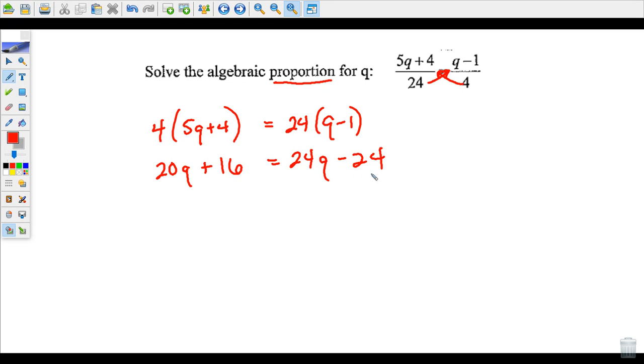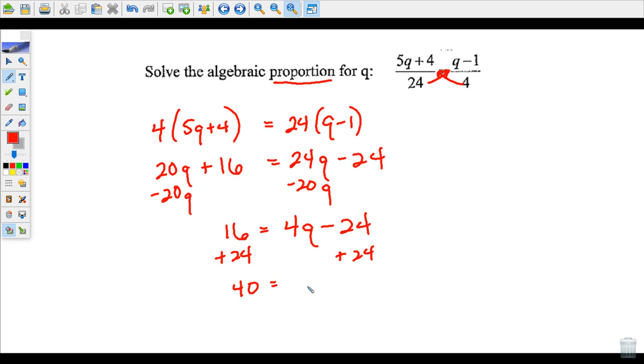And now we just have an equation based on those cross products that we have to solve. So let's subtract 20q. So that leaves 16 over here. Reason I moved the 20q is because it was the smaller one out of these two. So that's going to leave me with positive 4q minus 24. Add 24. 16 plus 24 is 40. Now divide by 4. And q is going to equal 10.